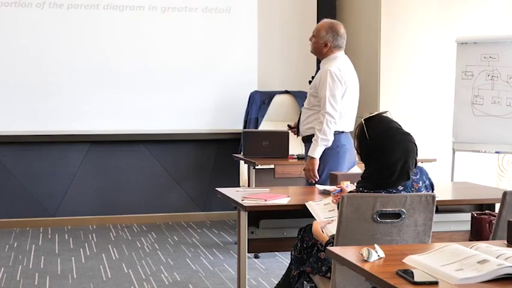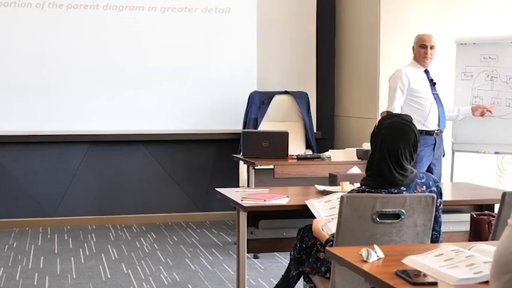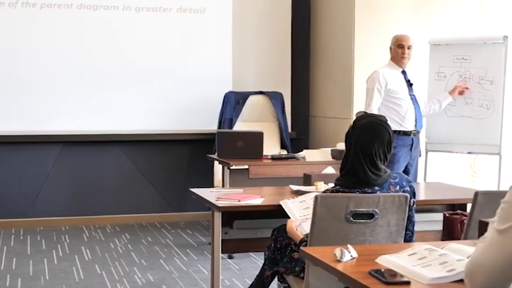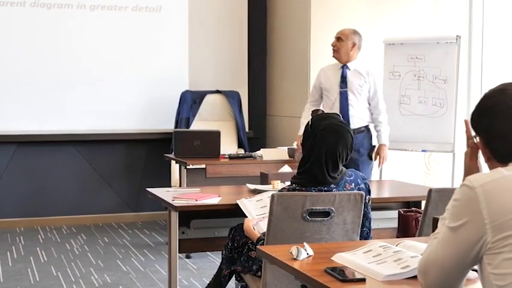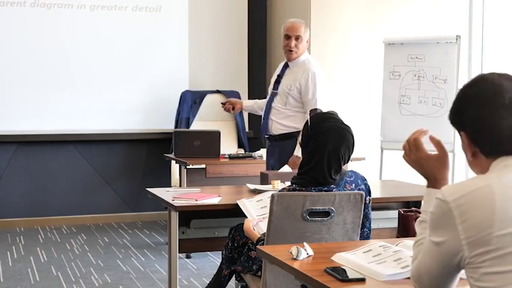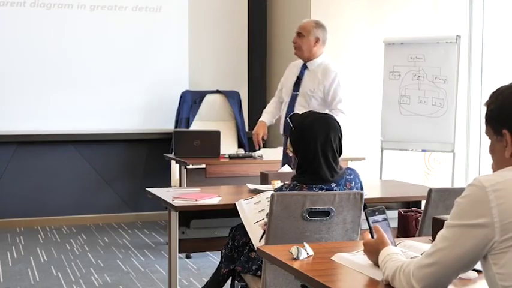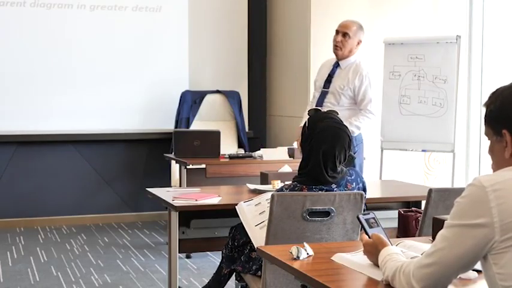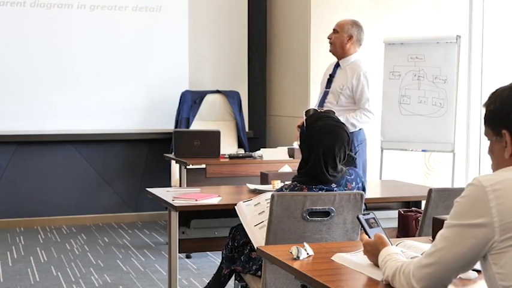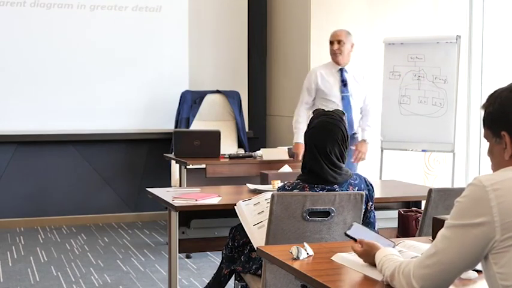Now we discuss balancing. What does balancing mean? Balancing means that if I have a process here, 2.2, there must be a 2. We call that business processes are too complex, so what do we do? We do decomposition. We break them down, from 1, 2, 3, and we say 1.1, 1.2, 1.3. In other words, we call this a child, and we call this the parent.